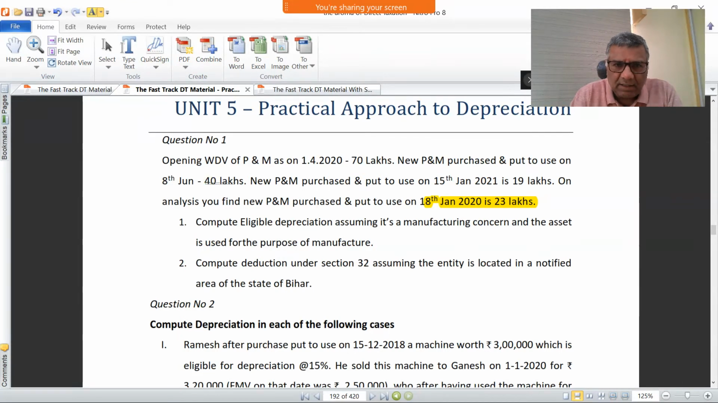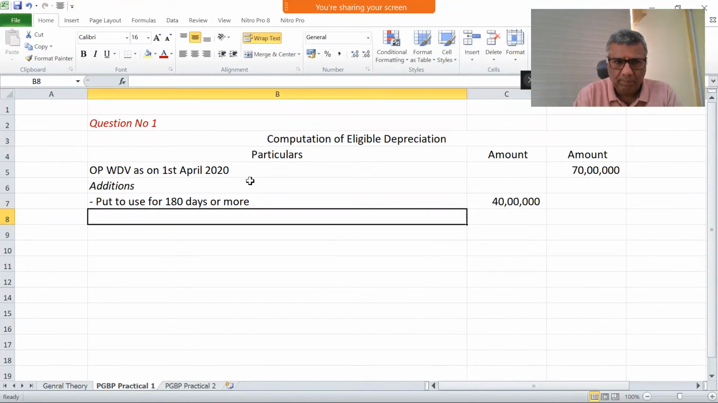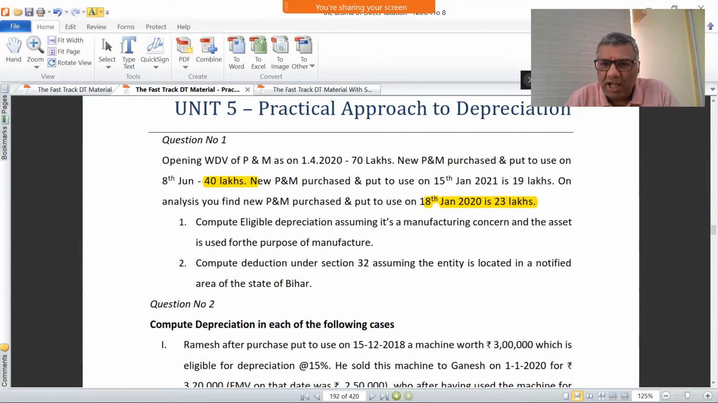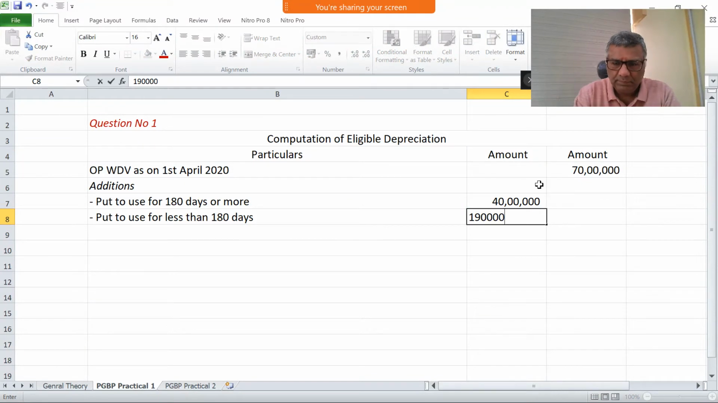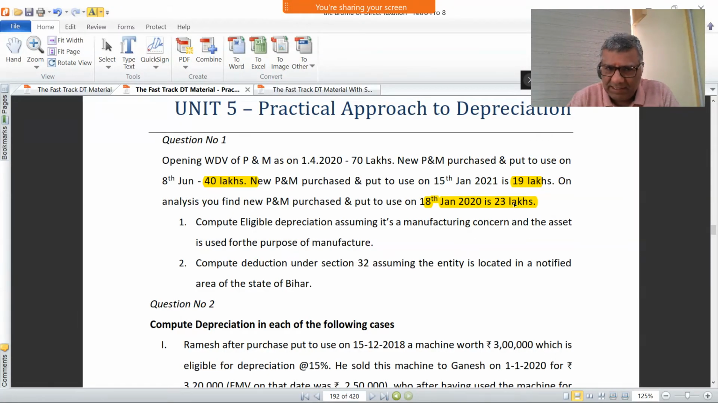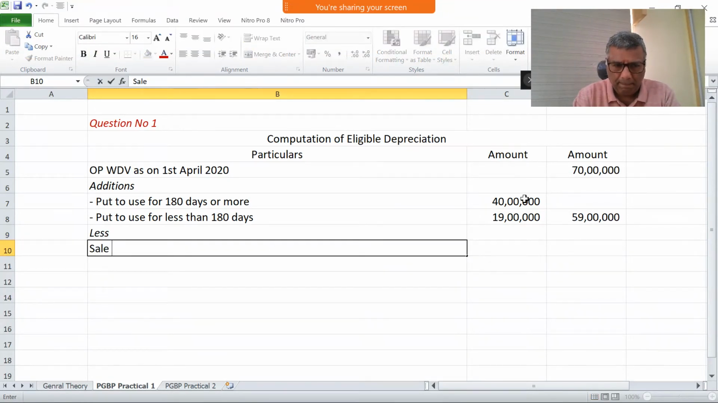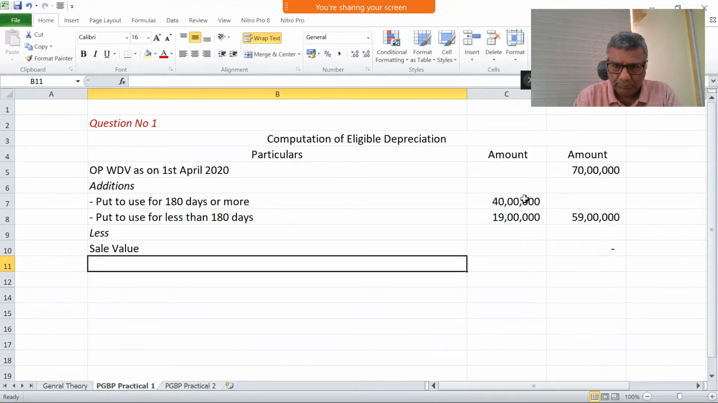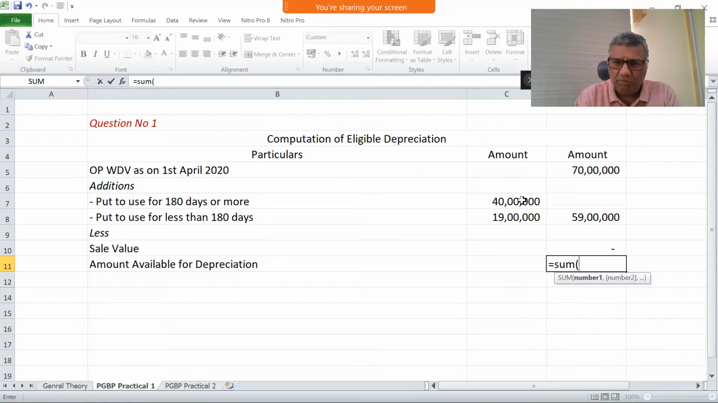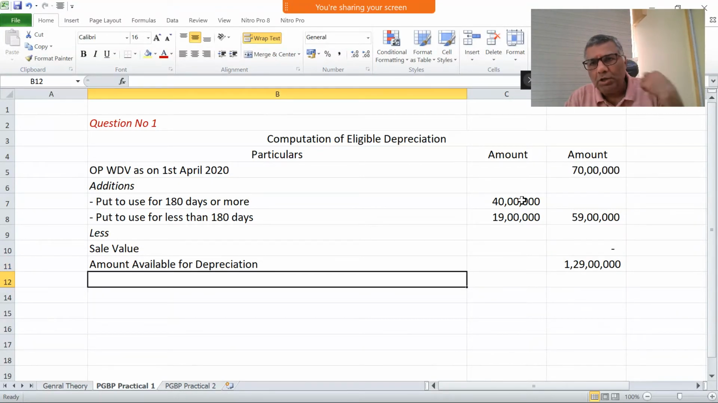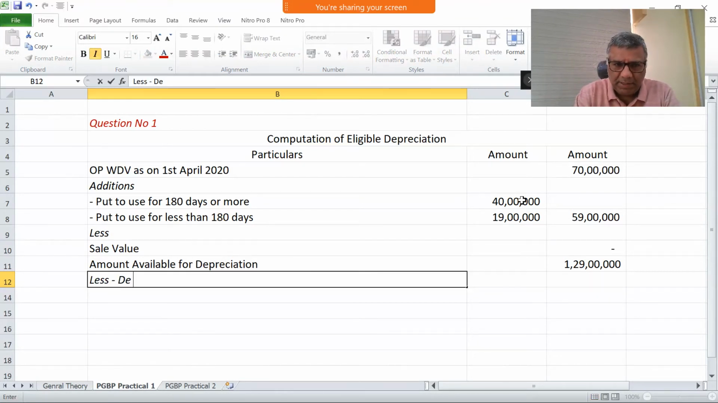The June purchased asset. If the date of put to use is separately given, take that date. Otherwise, the purchase date is the put to use date. This is the January purchased asset of 19 lakhs. This will anyhow be there in the opening balance itself. This information is for some other purpose which you can understand. Amount available for depreciation, that is the balance available for depreciation, comes to 1 crore 29 lakhs less depreciation.